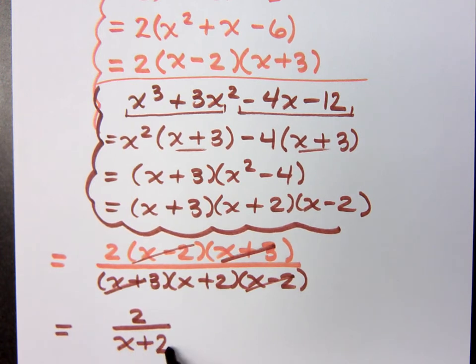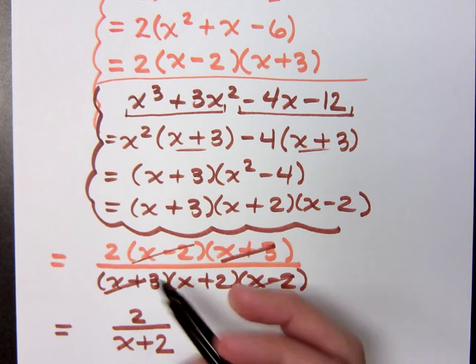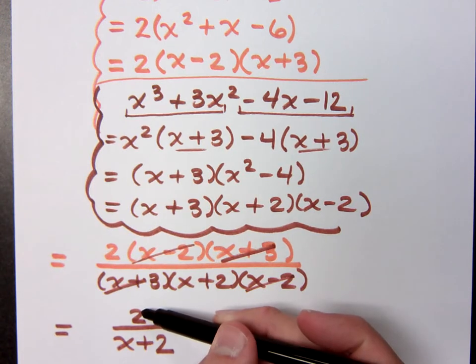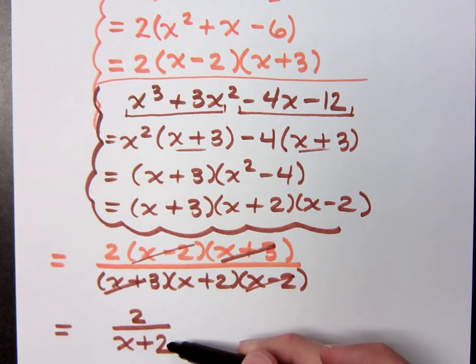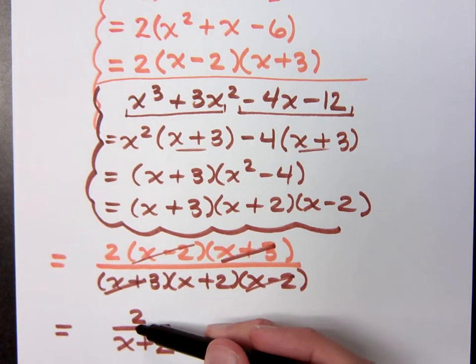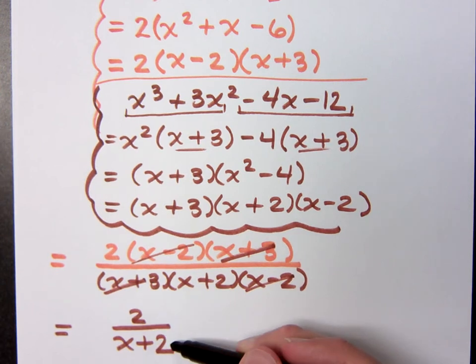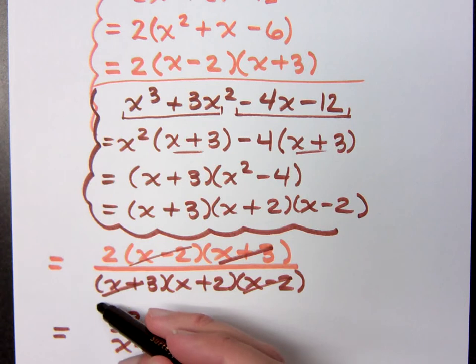Can I reduce these 2's? No. 2 is a factor up here because I could write this as 2 times 1. But 2 is not a factor in the denominator; it's just a term of a factor. I cannot write the denominator as 2 times something. So that's why we're done here.